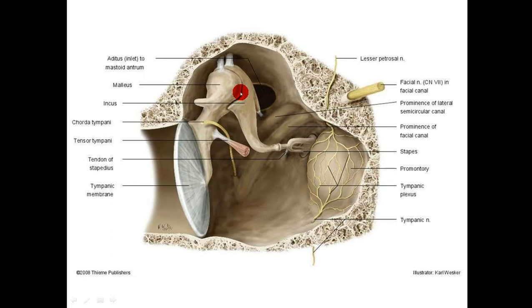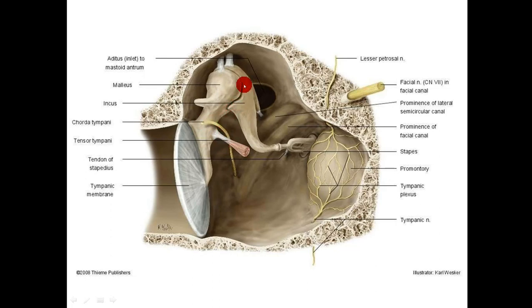The handle of the malleus is almost embedded within the tympanic membrane. You can see there is a muscle which is attached here, and that is the tensor tympani muscle. Hope you remember, which I told you when I was telling about the muscles supplied by the mandibular nerve. And here you can see this is the handle, and here you can see one nerve which is going from posterior to anterior, and this is the chorda tympani nerve.